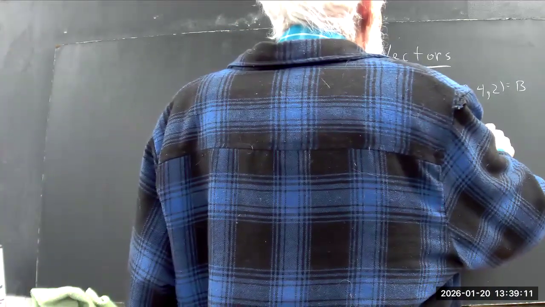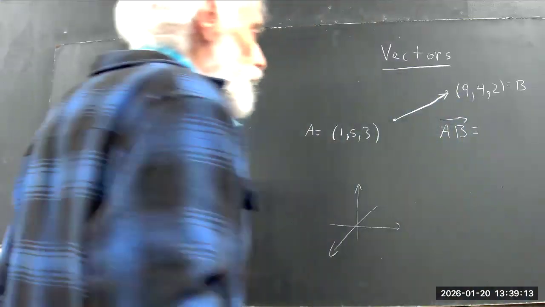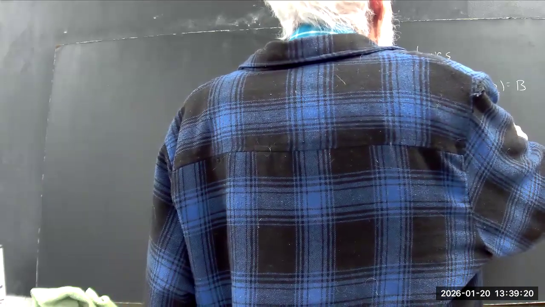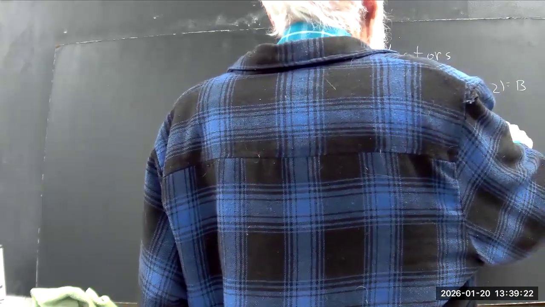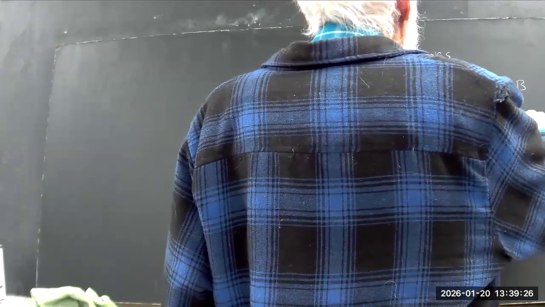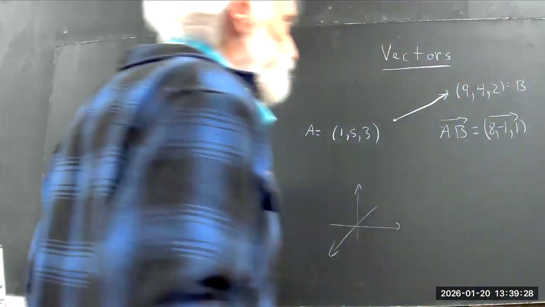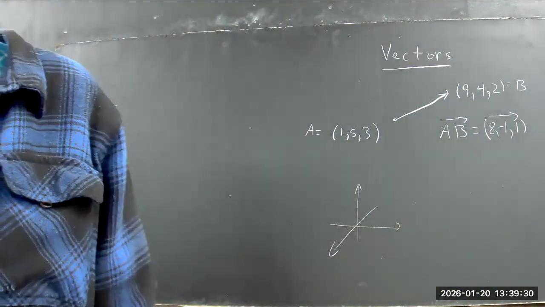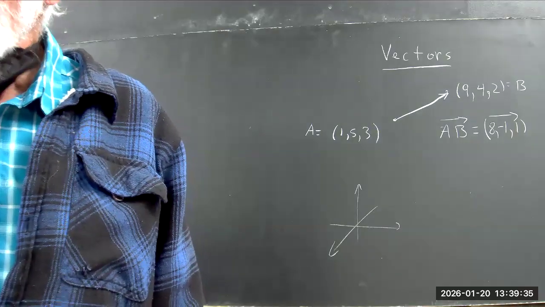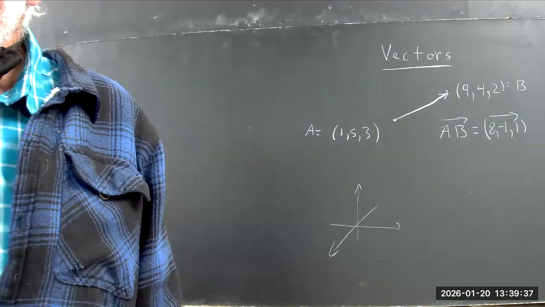And I'm going to write this vector in three different ways. Maybe more. I could write it as an ordered triple: (8, -1, -1), with an arrow over it. One notation that you'll see, maybe not in this course. I don't usually use it, but sometimes I do.